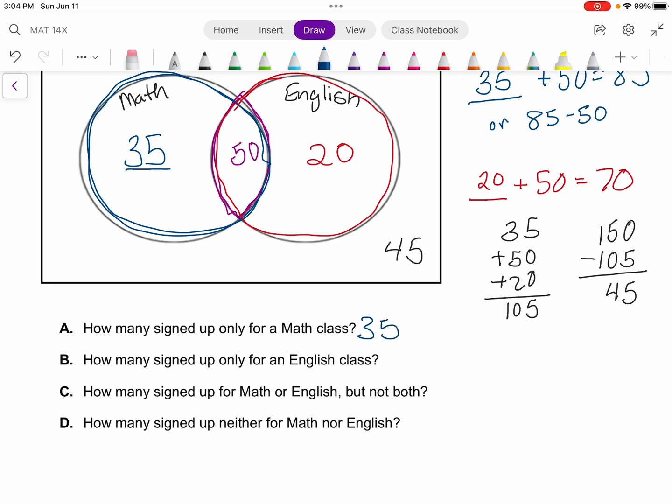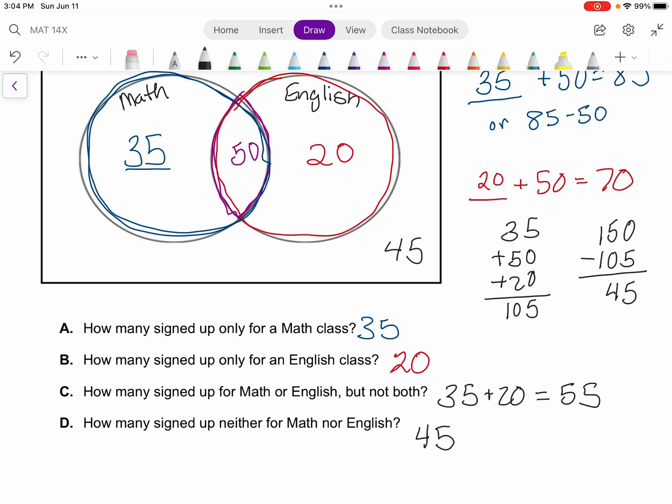Same idea with only signed up for an English class. I'm looking in the other circle. That would be 20. And then how many signed up for math or English but not both? Well, that's putting the two together. If I take that 35 and add 20 to it, I would end up with 55 students. And then how many signed up for neither? Those were the 45 that we found on the outside of the circle.